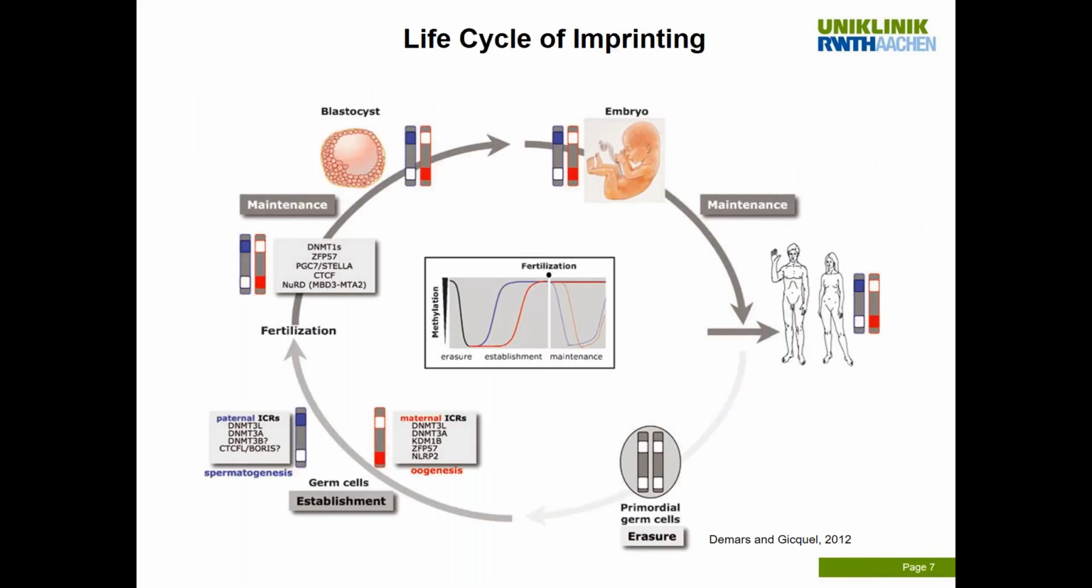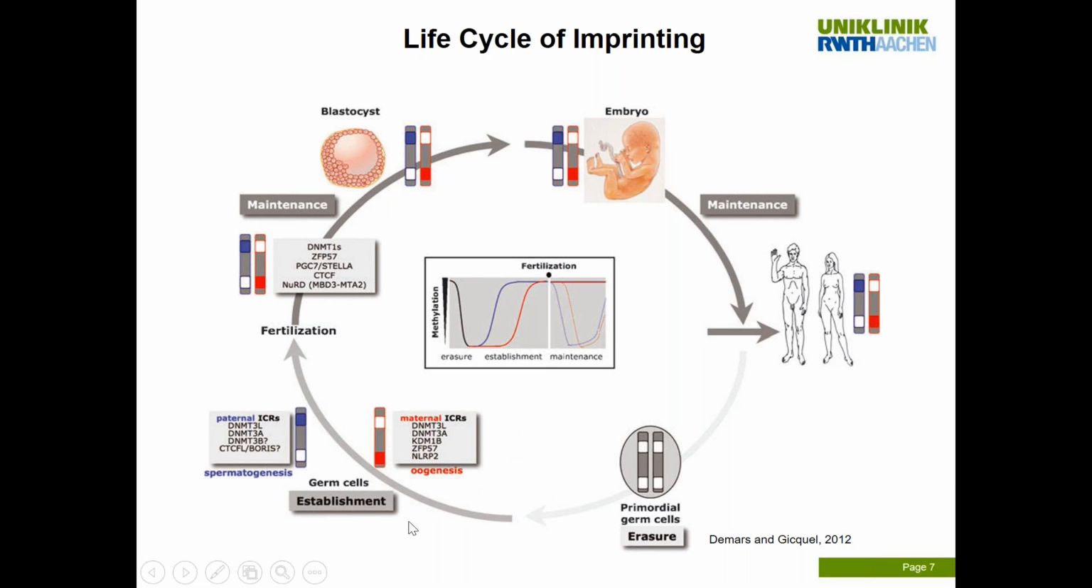Genomic imprinting is also organized in a life cycle of imprinting, meaning that we have an erasure of the imprinting marks within the primordial germ cells. All imprinting marks are erased. Then the imprinting is reestablished during oogenesis or spermatogenesis, and these methylation signals, these imprinting marks, are then maintained during the imprinting cycle of life.